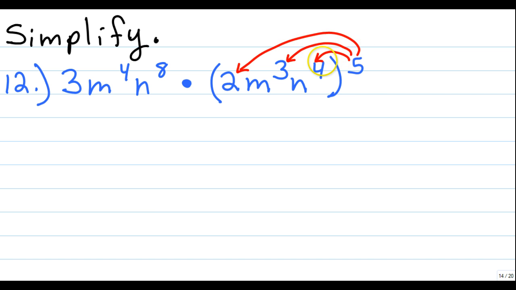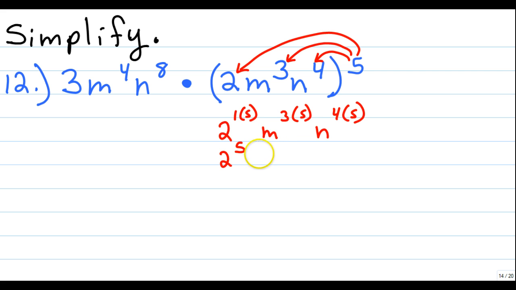As it distributes in, what it does is it multiplies to the exponents that already exist. So this is actually 2 to the first degree times a 5, an m to the third degree times a 5, and an n to the fourth degree times a 5, distributing that 5 onto each of the exponents. So when I look at this, this ends up being 2 to the 5th degree, m to the 15th degree, and then n to the 20th degree.